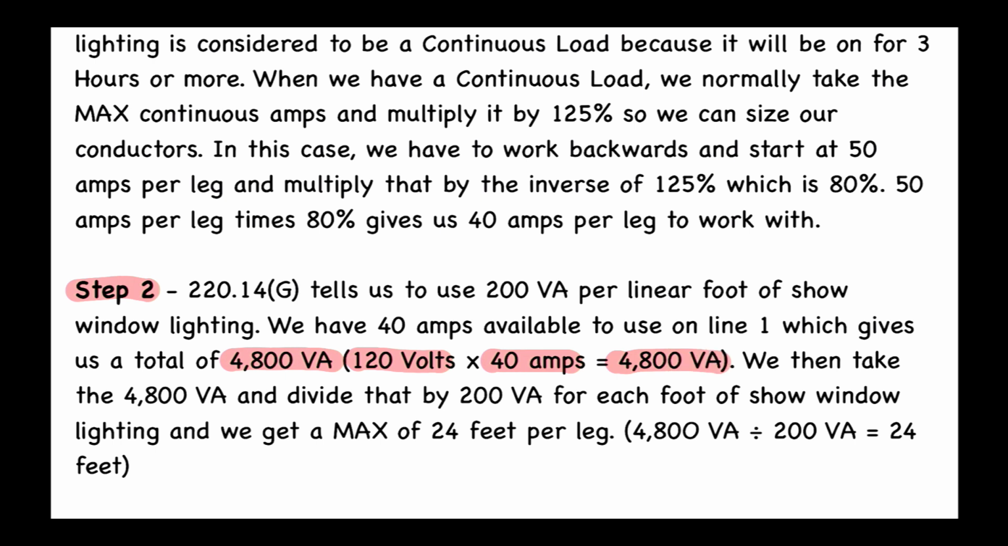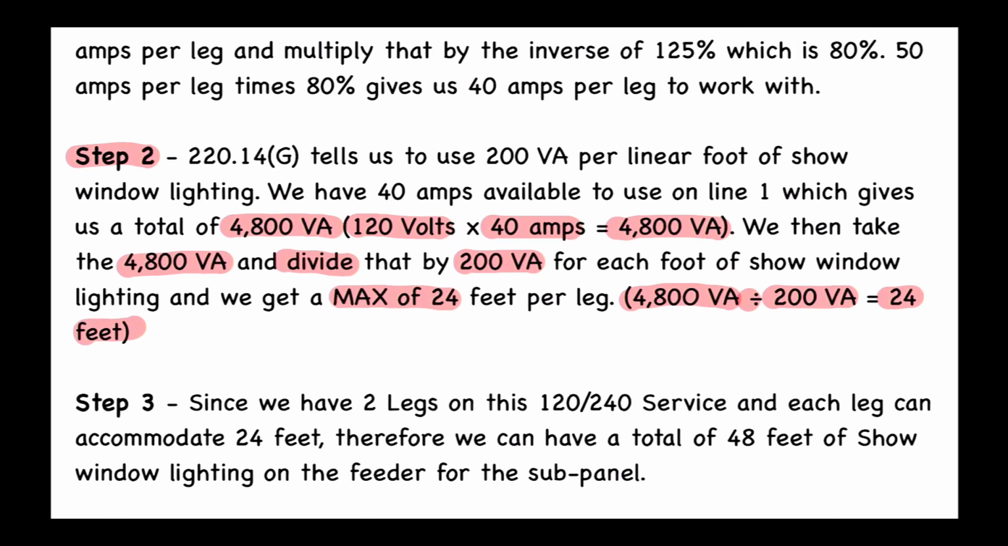We then take the 4,800 VA and we divide that by 200 VA for each foot of show window lighting, and we get a max of 24 feet per leg. And again, we took the 4,800 VA, divided that by the 200 VA, and then we got 24 feet. Okay, let's go on to step number 3.